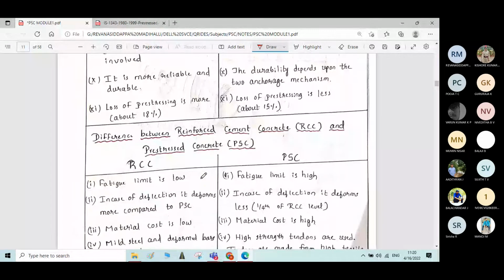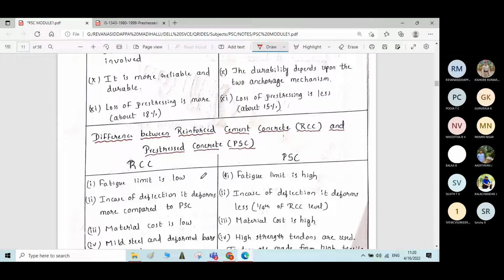Then coming to reliability and durability. What is the meaning of reliability? The ability of the structure to perform its intended function is called reliability. The ability of the member or structure to perform its intended function throughout its life cycle is called reliability. When you compare the reliability of the pre-tensioned element and the post-tensioned element, the reliability of the pre-tensioned element is higher than the post-tensioned element, and durability is also more.